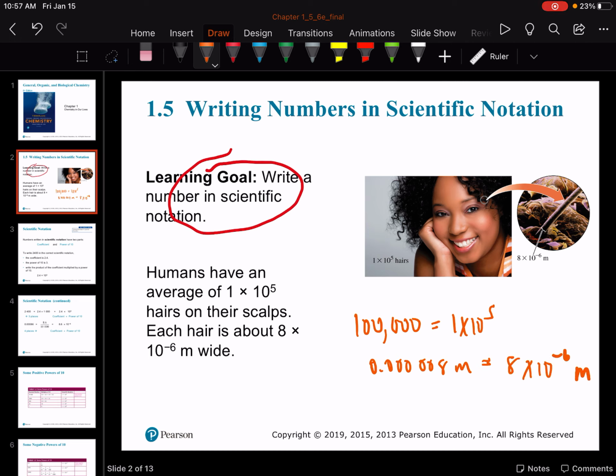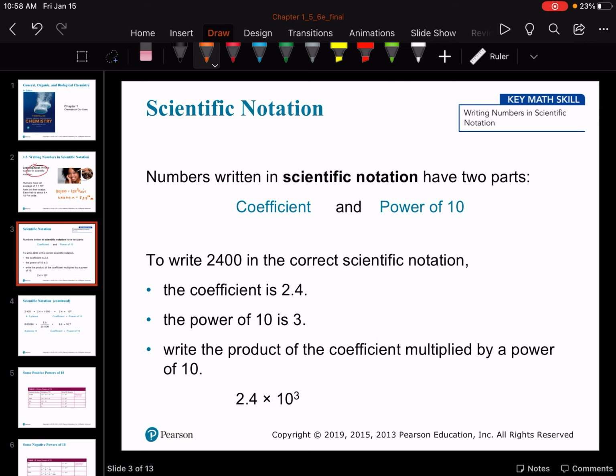Now, I say it's easier. It's easier if you're comfortable with the notation. Surely some of you are looking at this and going, well, that's not easier, I'd rather write the zeros. Well, when you get used to it, it's going to be easier. And if we had a number with a lot more zeros in it, that might be more convincing. So let me try to convince you by showing you how to write numbers in scientific notation. Again, this is our last key math skill for this chapter.